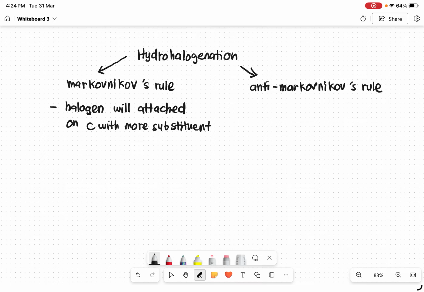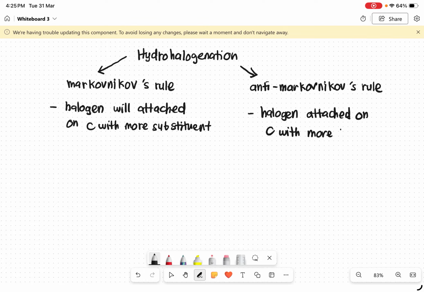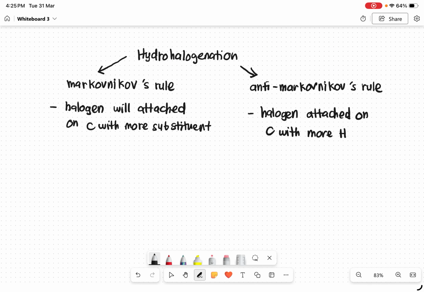For anti-Markovnikov's rule, the halogen must be the opposite. So the halogen attaches on the carbon with more H attached. More H means less substituent. How do you know whether it has more substituent or less substituent? If the carbon has more hydrogen, it means that it is less substituent, and vice versa.